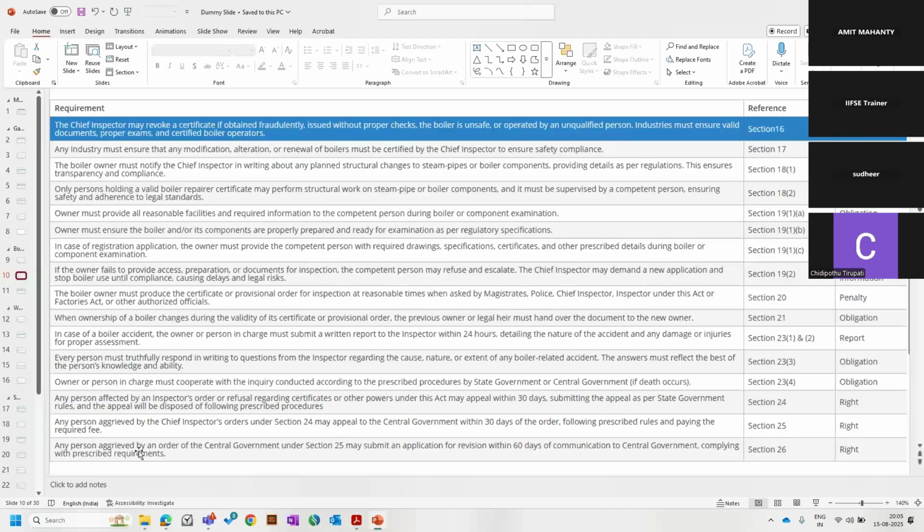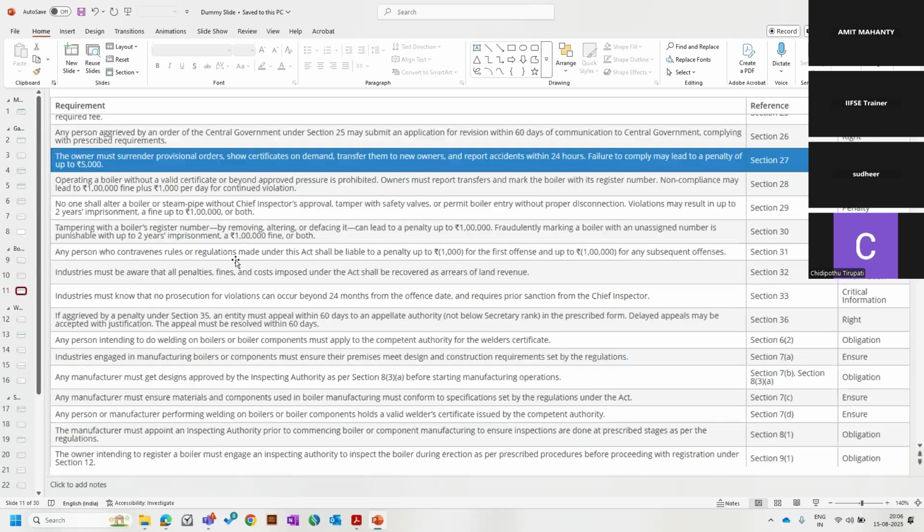And any person aggrieved by the central government's order under section 25 may submit an application for revision within 60 days of communication to the central government, complying with the prescribed requirements. Okay, so within the prescribed time of communication, the requirements have to be fulfilled based on the appeal which you have made as per section 25. Okay, then any person aggrieved by the order of the central government under section 25 may submit an application. Okay, this is the same.